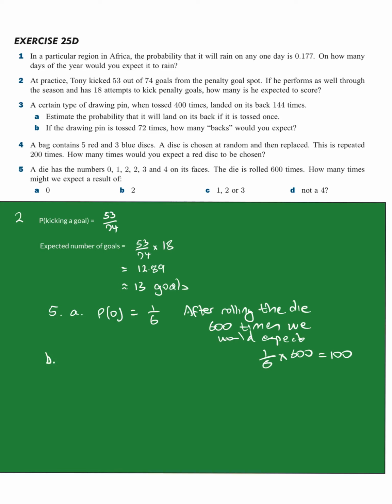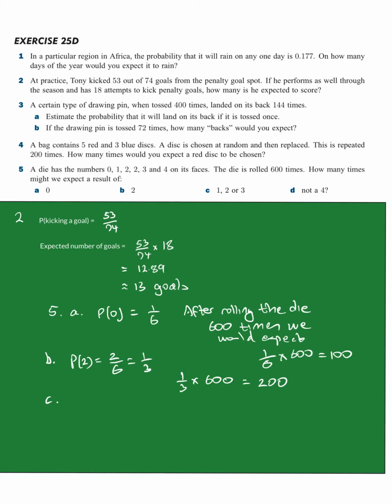B was the number 2. Well, there are 2 2s out of 6, so let's write that down. The probability of rolling a 2 is equal to 2 on 6, which is 1 on 3. So that would be 1 on 3 times 600, and that equals 200. So out of 600 rolls of the die, 200 of those should be a 2.